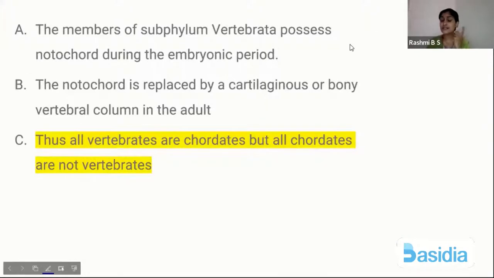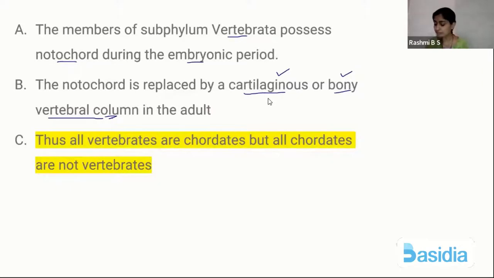Now, the other subphylum of chordata we are left with is vertebrata. In vertebrata, you get to see notochord only in the embryonic period. After the embryonic period, once the fetus develops and the baby is delivered, that notochord will be replaced by a vertebral column made of either cartilage or bone. In some animals this vertebral column may be made of cartilage, and in some, of bones. Is it clear, children?